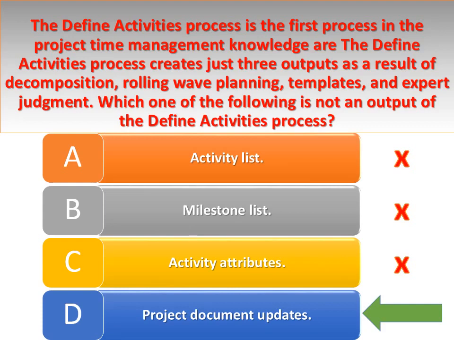Answer option A is incorrect. The activity list is an output of the define activities process. Answer option C is incorrect. The activity attributes are an output of the define activities process. Answer option B is incorrect. A milestone list is an output of the define activities process.